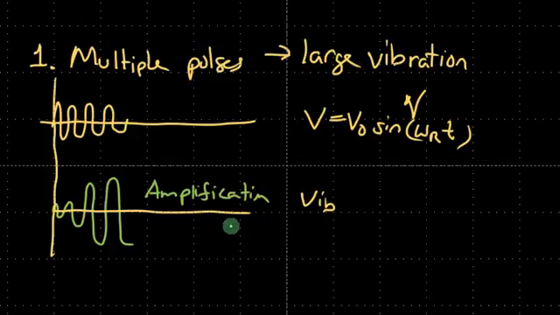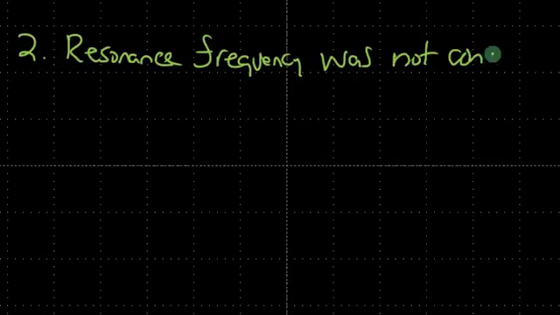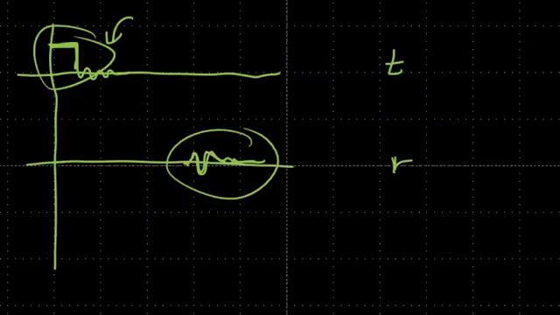The second problem was that the resonance frequency was not considered. If you remember back here, where I talked about these rippling effects, why do these rippling effects occur? Because there's transient vibration. As soon as you stop it, this right here is going to be rippling according to the resonance frequency.